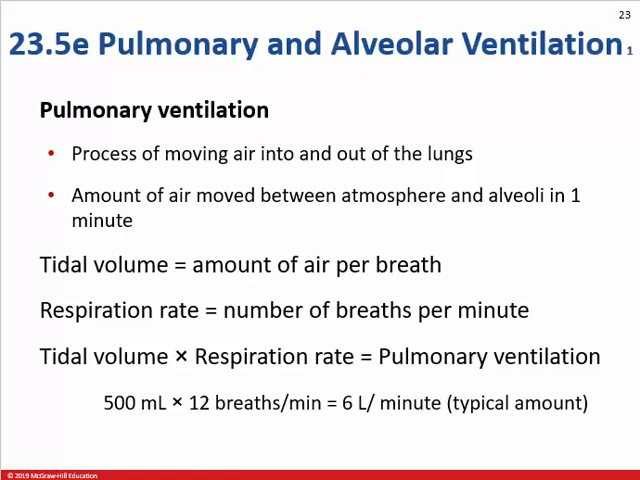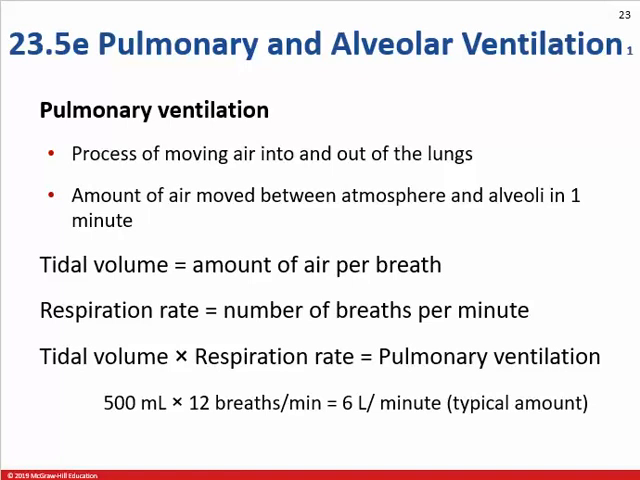So there's a bunch of volumes, but the amount of air that goes in and out in one breath is called the tidal volume. Now it's going to vary with every breath, but it averages with quiet breathing about 500 mils. But if you take a deep breath, your tidal volume just gets bigger. So the tidal volume is the amount of air per breath, and the number of breaths per minute is the respiration rate. So tidal volume times the respiration rate gives us the pulmonary ventilation rate. About 500 mils times 12 breaths a minute is about 6 liters of air per minute.